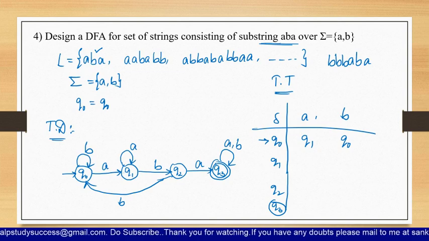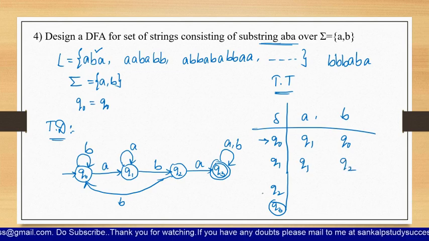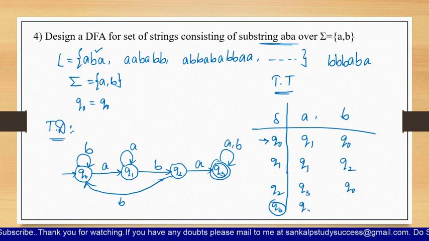If we apply A to Q1, then we are moving to Q1. If you apply B, then it is moving to Q2. For Q2, if you apply A, it is moving to Q3, and if you apply B, it moves to Q0. For Q3, if you apply A and B, it is moving to Q3. So this is the transition table for the substring ABA. Then we have to consider a valid string which consists of ABA, and also an invalid string wherein we are not having ABA.